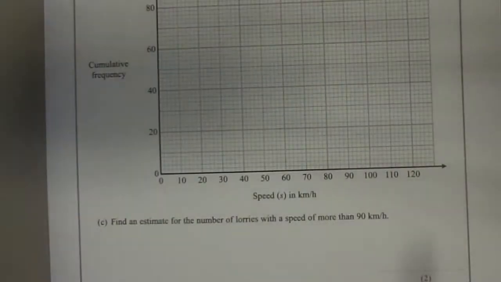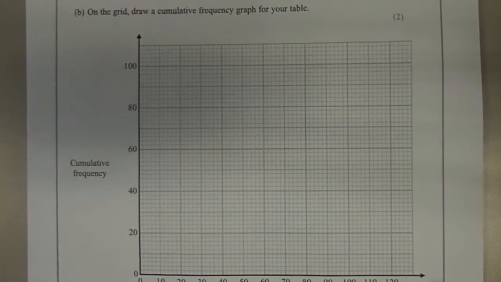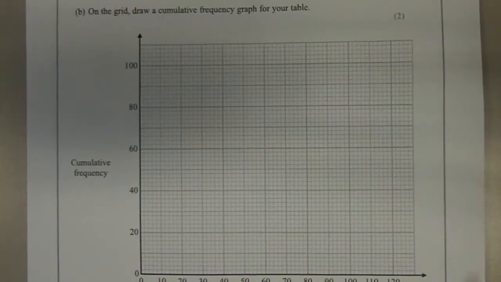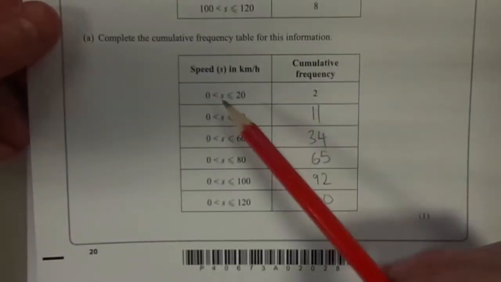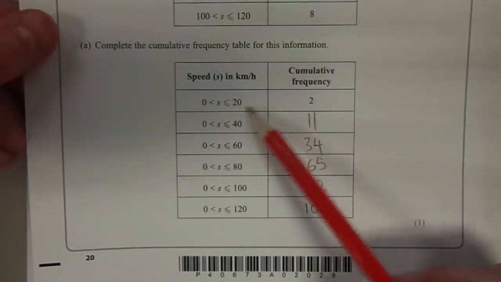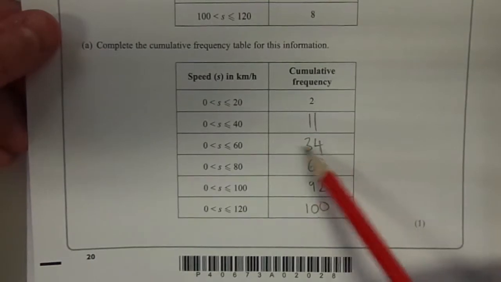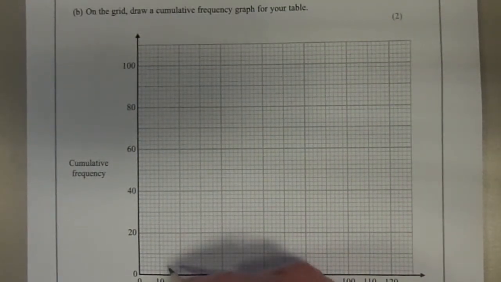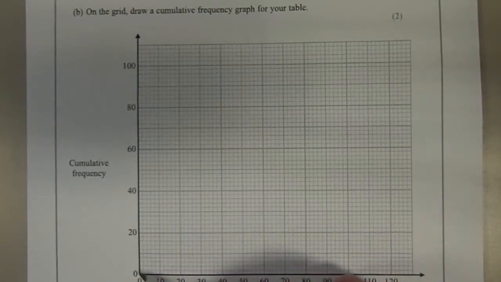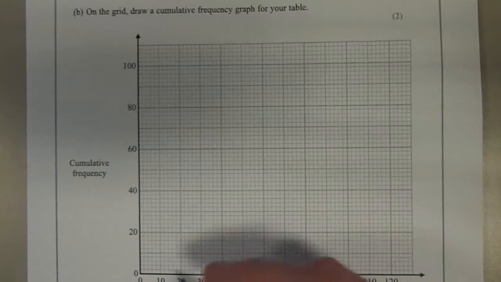Okay, next part, you're asked to use that information to draw a cumulative frequency graph. Cumulative frequency is plotted against the upper class width. So we plot 2 against 20, 11 against 40, 34 against 60, and so on. There are 10 little boxes between 0 and 20. That means every little box is worth 2.